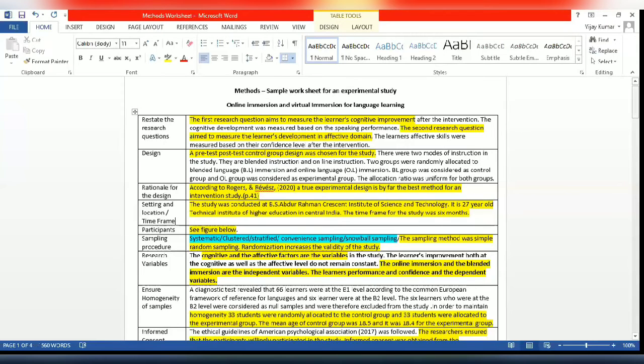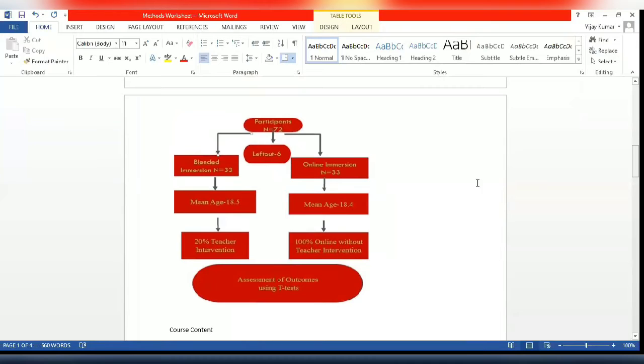As I mentioned earlier, it is always better to mention the details in figures. Take a look at this figure. See, I have just said that the sample size of the participants is N equal to 72 participants. 6 of them discontinued from the study. So in blended instruction, there was 33, and in online immersion, there was 33. The mean age of my group A is 18.5. The mean age of my group B is 18.4.